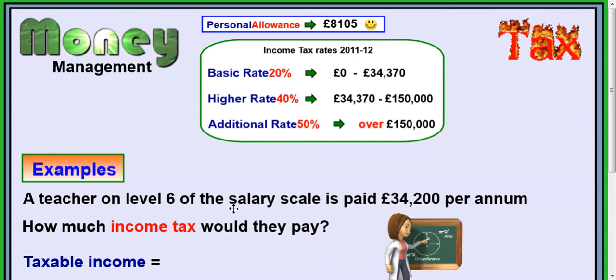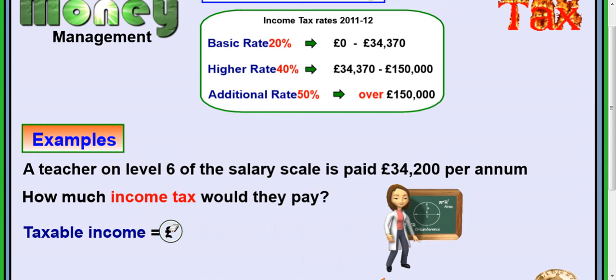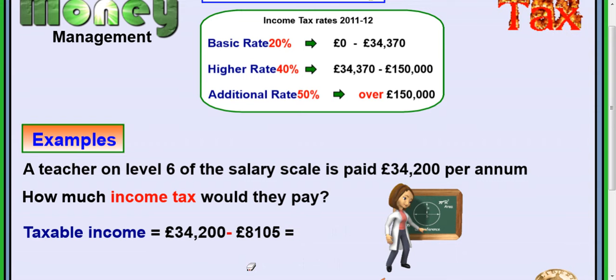So a teacher on level 6 of the salary scale was paid £34,200 per annum. This was accurate at this date. How much income tax would they then pay? So the first thing we have to do is, the government can't tax all of this, it can only tax everything above £8,105. We need to do a takeaway sum to see what the government can actually tax. So you take your salary and you take off the personal allowance, which is £8,105. Okay, so the government has got access to £26,095.